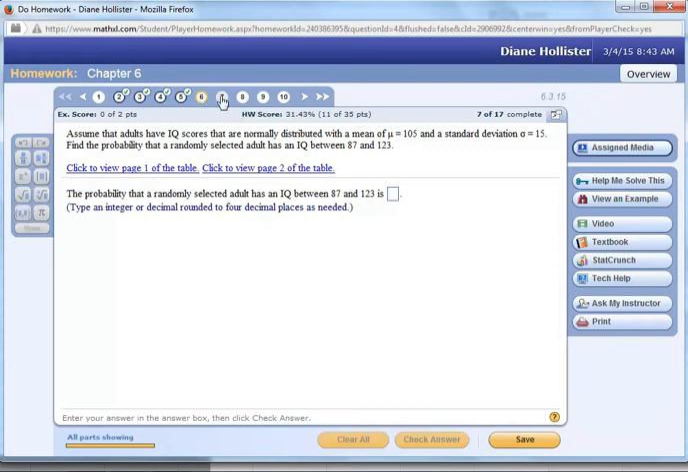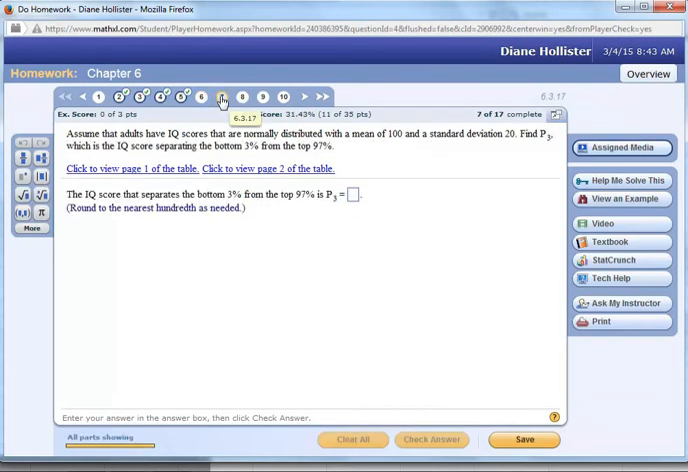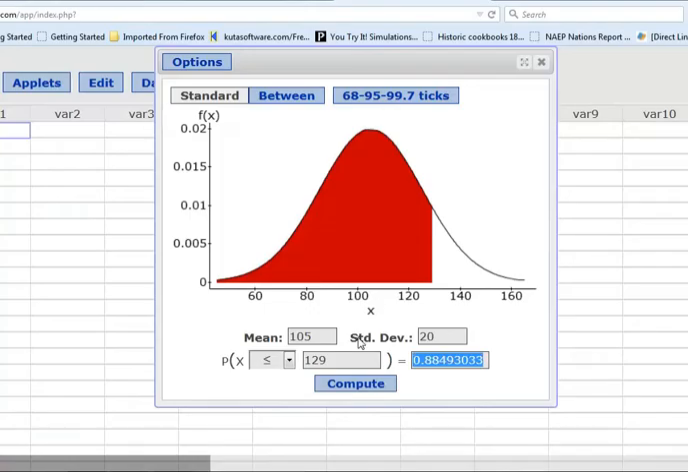Similar type of problems for the next few here. This particular one asks us to find P3. All this is finding the bottom 3% and the top 97%. P3 is, again, notation from Chapter 3 where we learned about percentiles. Mean is 100, standard deviation is 20. We want to find the bottom 3%.